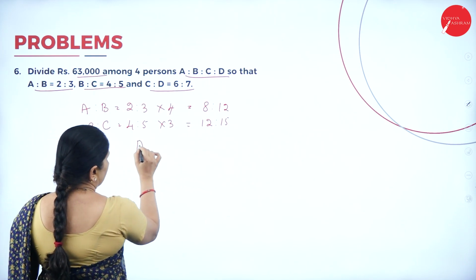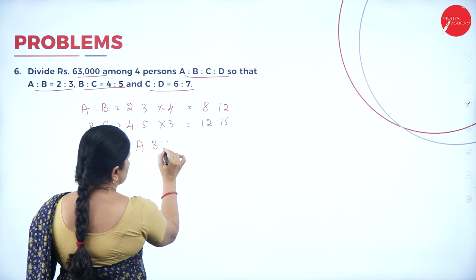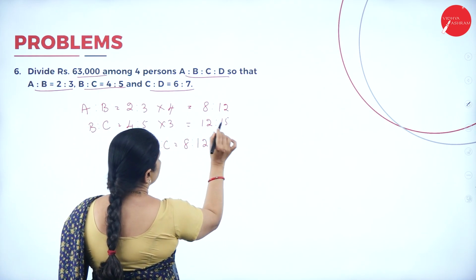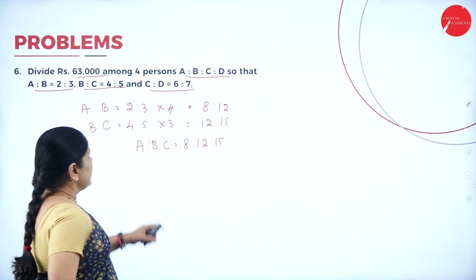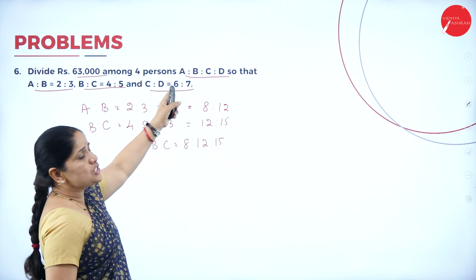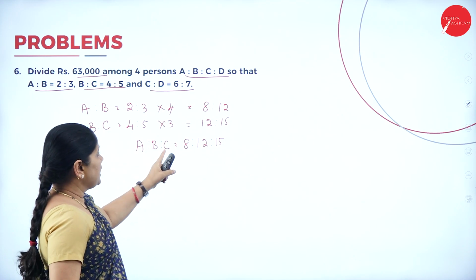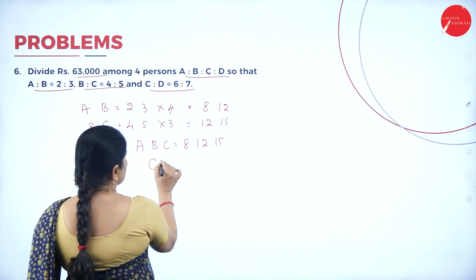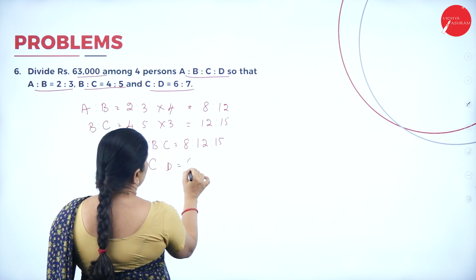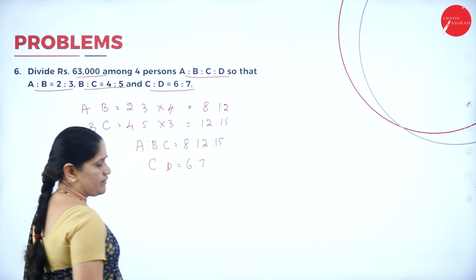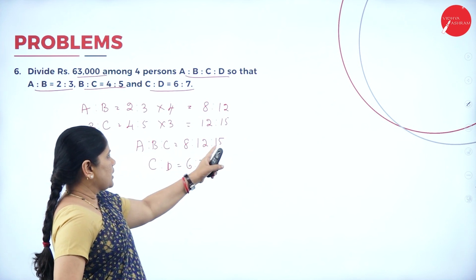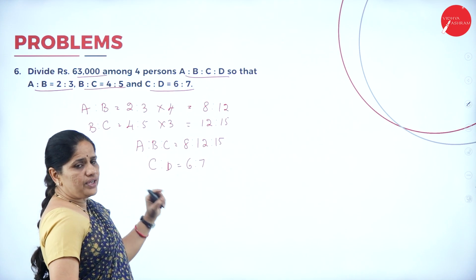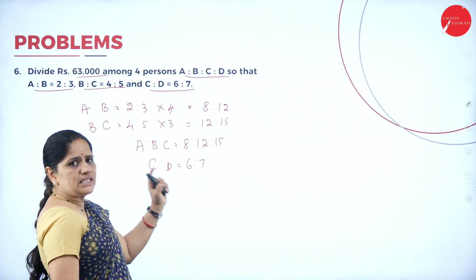So I can write A is to B is to C will be equal to 8 is to 12 is to 15. Now, they have given us the C is to D ratio. Again, we have to find the ratio of C. Now, C is to D is equal to 6 is to 7. Now C is 15 here and C is 6 here.